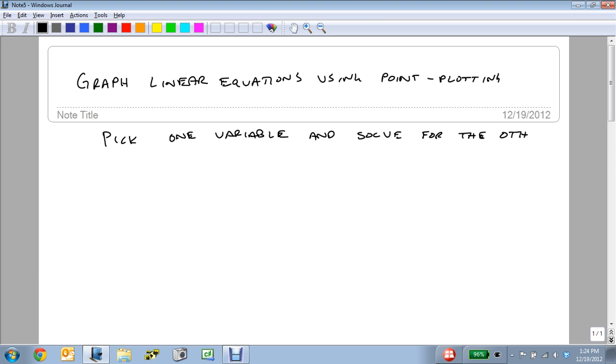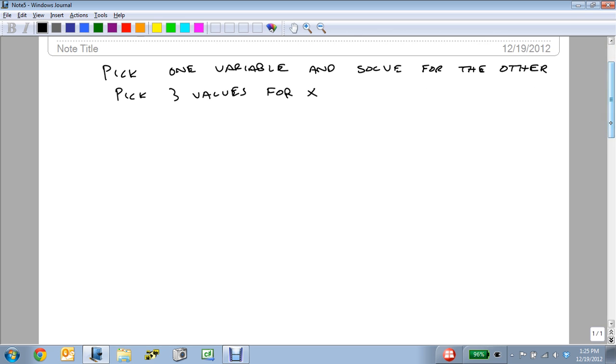So that once we have our x value and our y value, we can then plot that point, and that's going to give us all the information we need. And because we're dealing with linear equations, we're going to pick three values. And typically, we're going to pick those three values for x. So let's look at our first example.